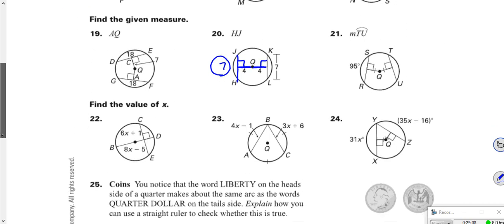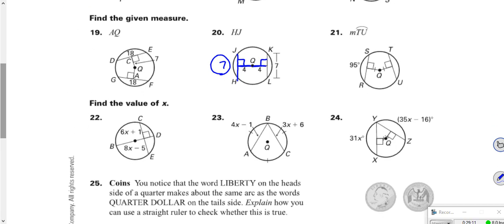Number 22, find the value of x. So again, we've got a diameter and it's perpendicular. So if a diameter intersects a chord at a 90-degree angle, then that means it bisects the chord and the arc. In this case, that means that 6x plus 1 would have to equal 8x minus 5. So 6 equals 2x, x equals 3. Okay, hope that makes sense.